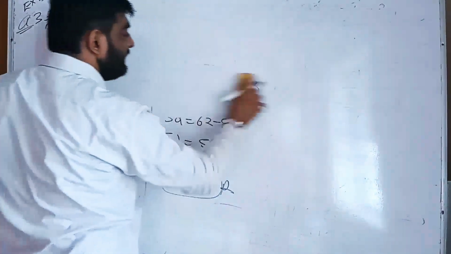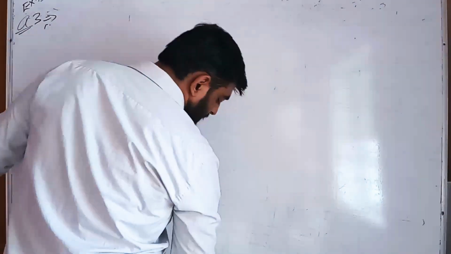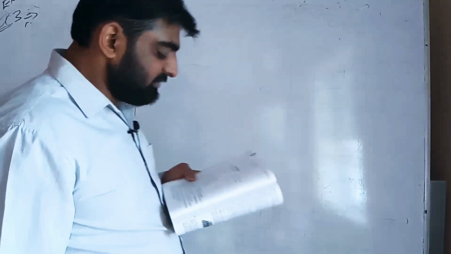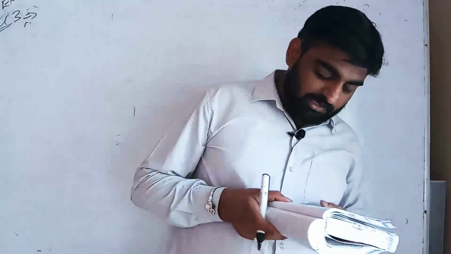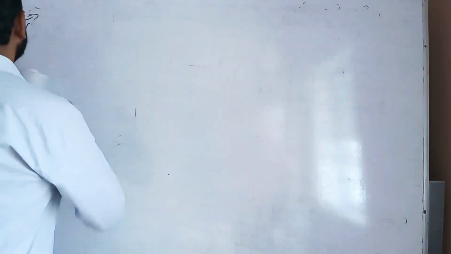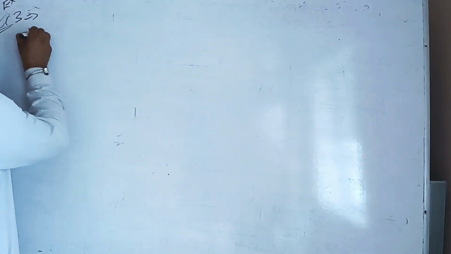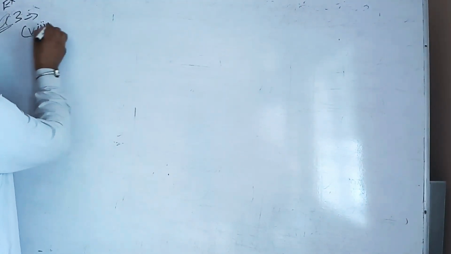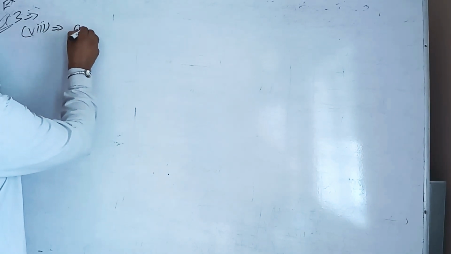What is question number 8, students? In question number 8, a = 4, d = 2, Sn = −14. You have to find the value of n and a. So we will start the question. These are important questions, students.